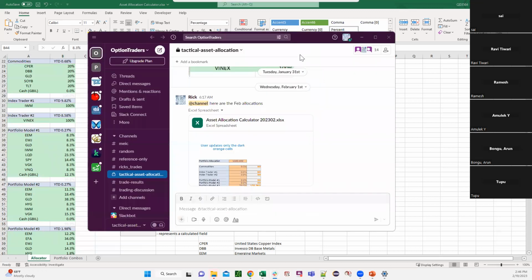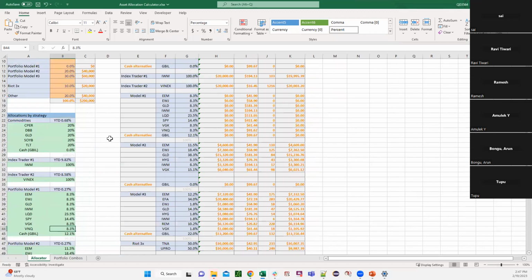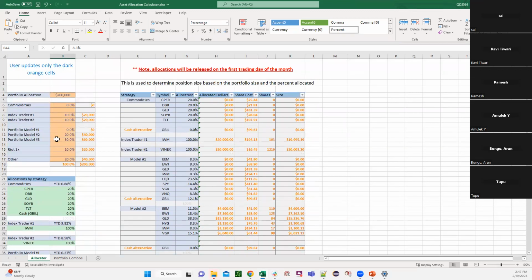So here's Slack, and I have an option traders channel and the tactical asset allocation group. This is where I publish the February allocations. You can go in here and just download the spreadsheet I'm showing you, and then you can determine what allocations you want to make. Your determination is going to be how conservative or aggressive you want to be. Yes, with money, with maybe the biggest risk in this case, go all in on Riot.